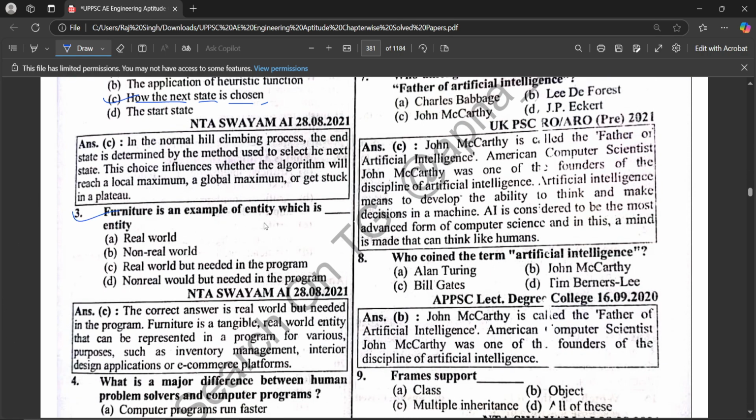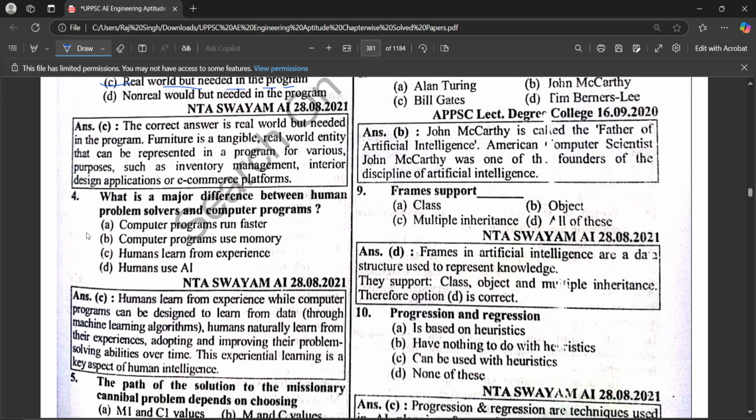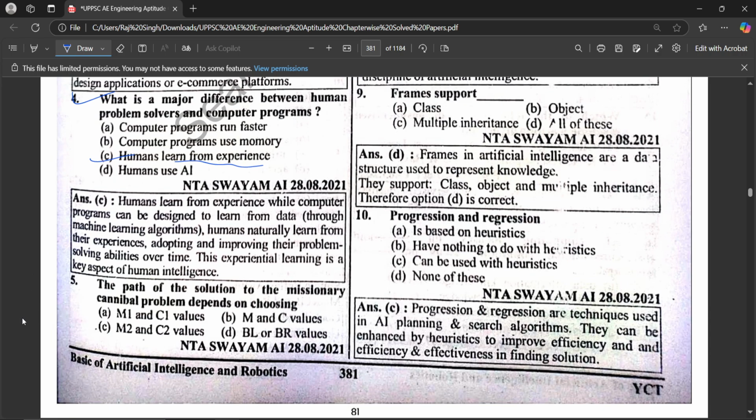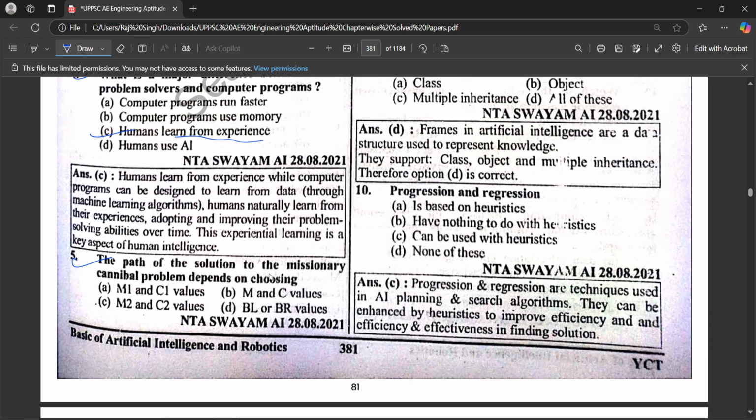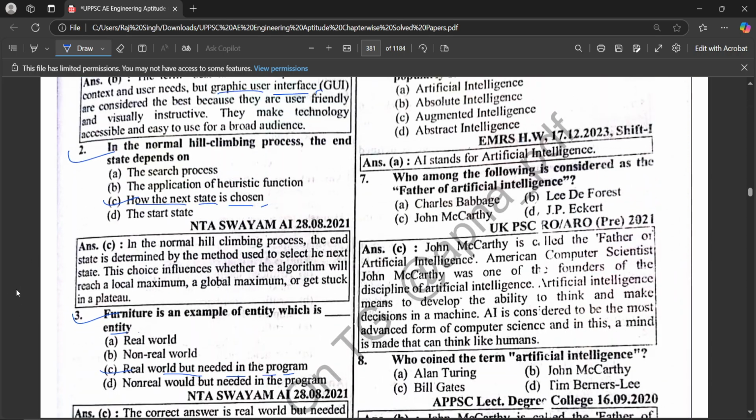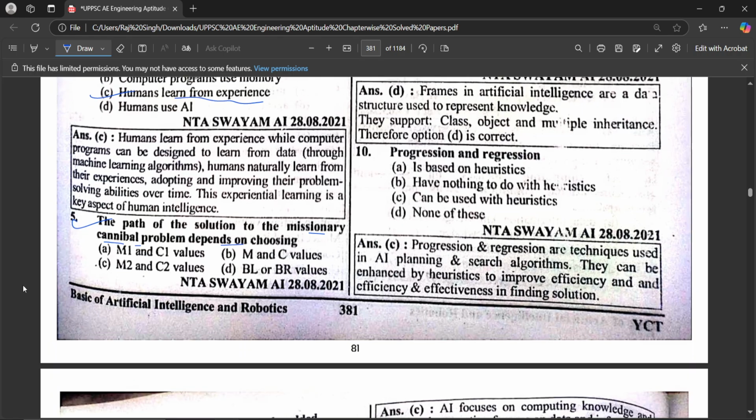Furniture is an example of an entity which is a real world object but needed in the program. What is the major difference between a human program solver and a computer program, which a human learns from experience? Okay, next question. The path of the solution in the missionaries and cannibals problem depends on choosing which is C, which is M and C values.